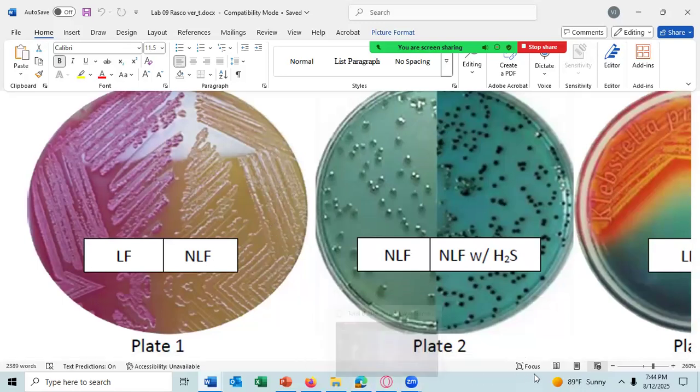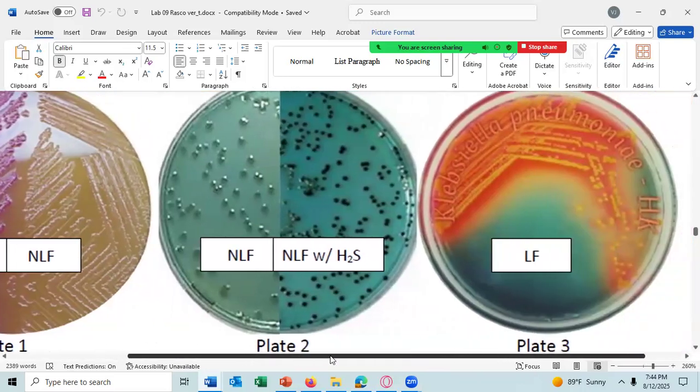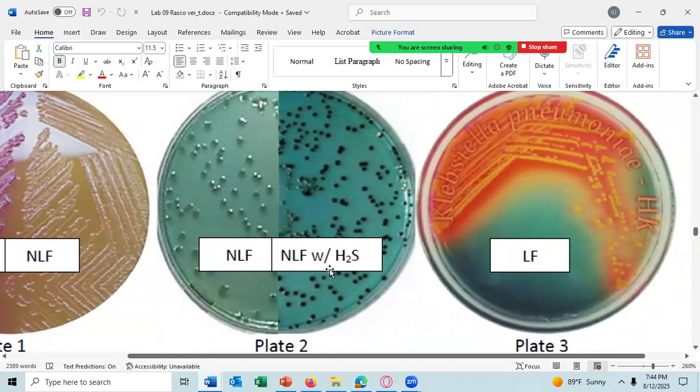For the Hektoen enteric agar, if the bacteria can produce hydrogen sulfide, they'll be black. If they cannot produce hydrogen sulfide, then they will not be black, and the colonies will be the correct color for this species. And this looks like it's white, but it could be off-white or some other color.